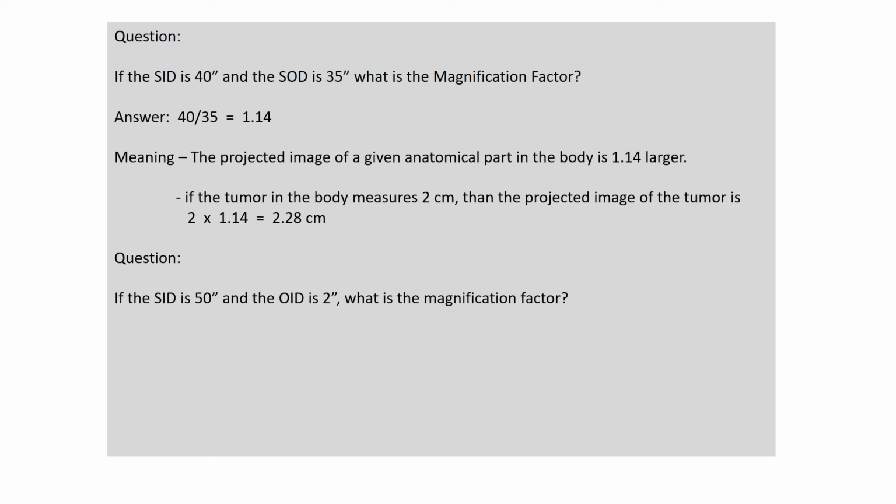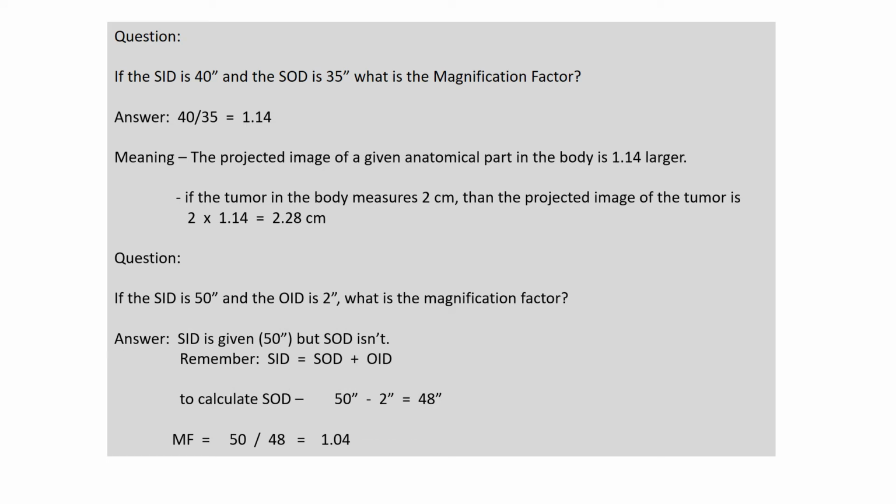If the SID is 50 and the OID is 2, what's the magnification factor? Well, remember, it's SID over SOD, and here we don't have the SOD being given. So the SID is given as 50 inches, the SOD isn't, but remember SID equals SOD plus OID. So to calculate for the SOD, you take the 50 inches minus the 2 inches, giving you 48. The magnification factor now is 50 over 48, or 1.04.